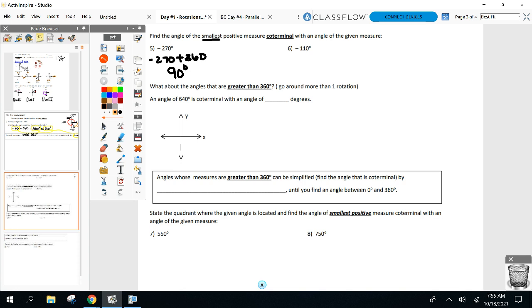Good? And then negative 110. Coterminal, find a positive angle that shares the same side. Negative 110, let's add 360, go around in the other direction, and you end up with 250 degrees.